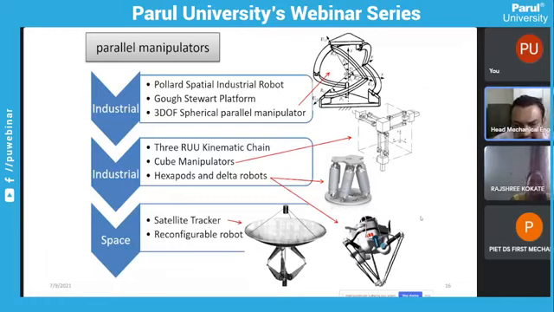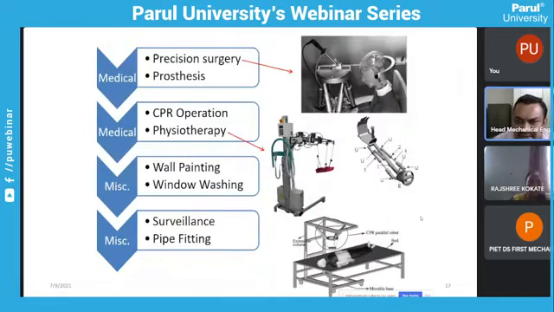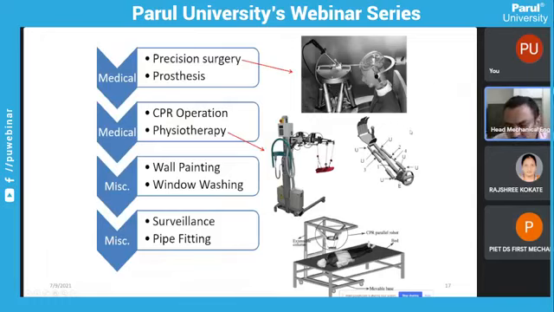Similarly, they are used for satellite tracking systems, reconfiguration of robots, as well as precise surgery. Whenever we require a precise surgery in the head, it is always preferable that the opening required for the surgery be as minimal as possible, but inside you want to manipulate a larger workspace. That is only feasible with the help of parallel manipulators, because the serial manipulator has limitations.